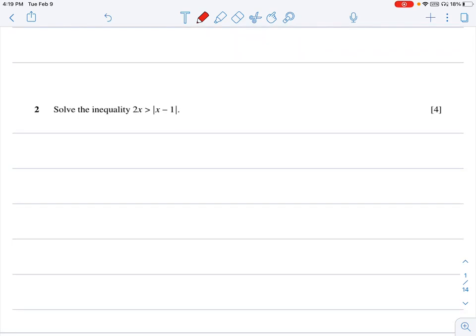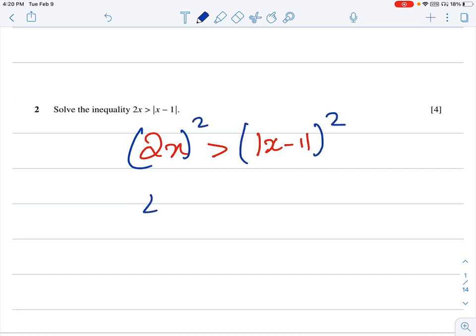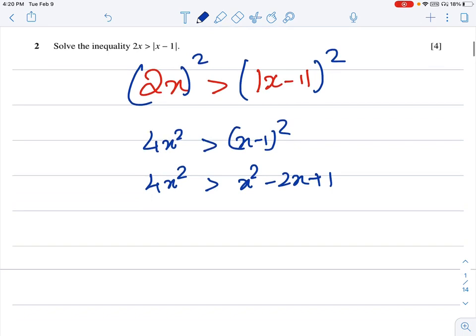Question number 2. There are multiple methods of solving this inequality. The first method: 2x is greater than modulus of x minus 1. So what am I going to do? I'm going to square both sides. So it becomes 4x square is greater than (x minus 1) whole square. 4x square is greater than x square minus 2x plus 1. Then bring the other terms over: 4x square minus x square is 3x square, so 3x square plus 2x minus 1 is greater than 0.